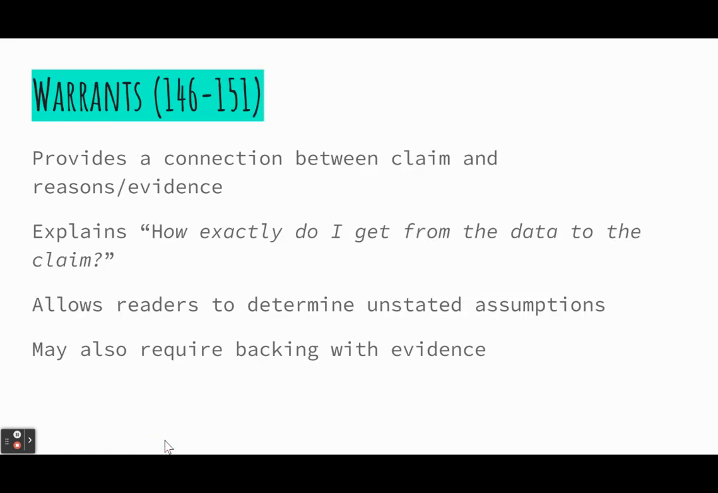The warrants. I think in some ways this is the most important slide I'm going to throw out all semester. You have to connect the claim to the data. And you have to explain, how do I get from the data to the claim? You as a writer should look at your unstated assumptions and make sure that they're not getting in the way of discovering the truth. And ever so often, you may need to back up your warrant with some evidence as well.